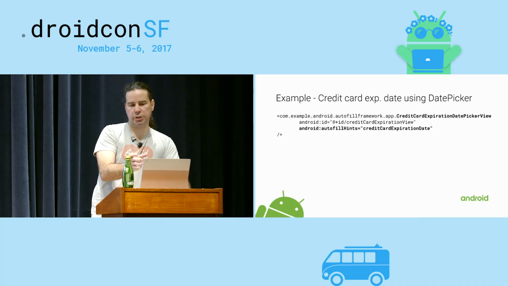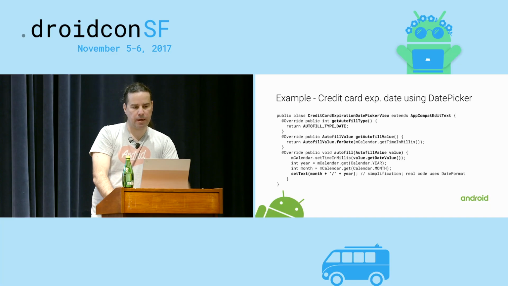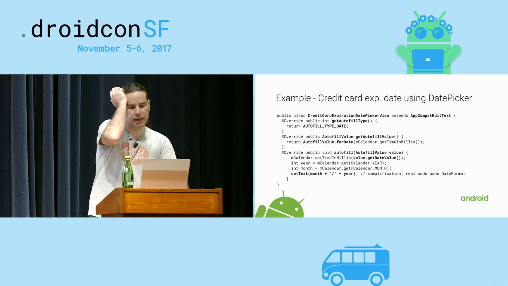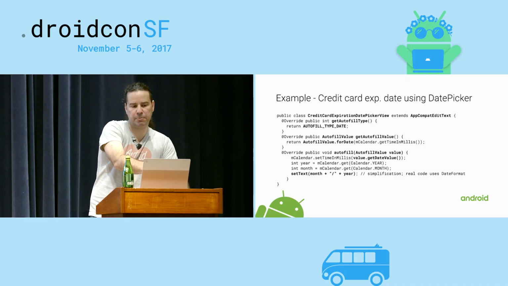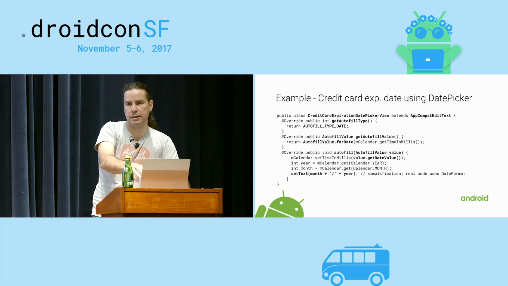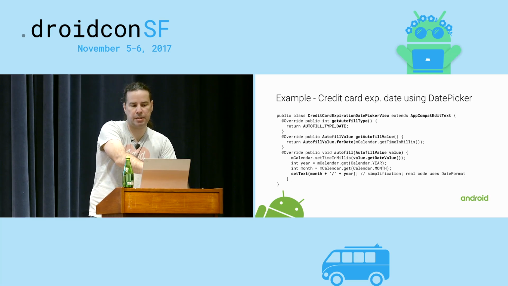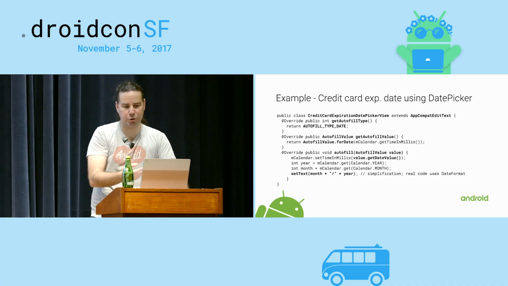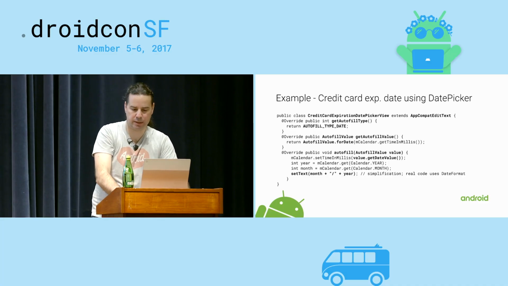So now again, I just have one view, I'm creating my custom view, and its autofill hint is credit card expiration date. The autofill type and the autofill value are similar. So my autofill type is date, and for my autofill value I use the factory method. And now when I receive an autofill, same thing here, I need to convert that to my internal calendar. And now I'm going to update the read-only text on my text view with the month/year, or ideally you should use a date format, but you guys got the idea, folks.